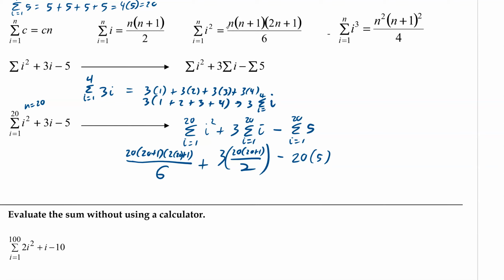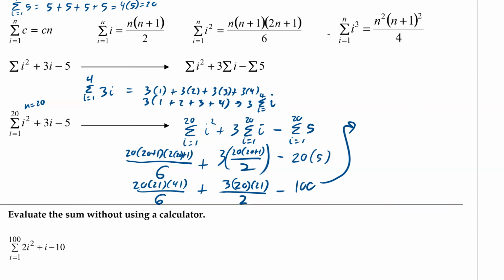And then all we have to do now is simplify. So this is 20, 21, and 41, and they're all being divided by 6, plus. And then this is 20 and 21. So 3 times 20 times 21 all over 2, minus, and then we can just say that's 100. And then you just keep continuing simplifying.